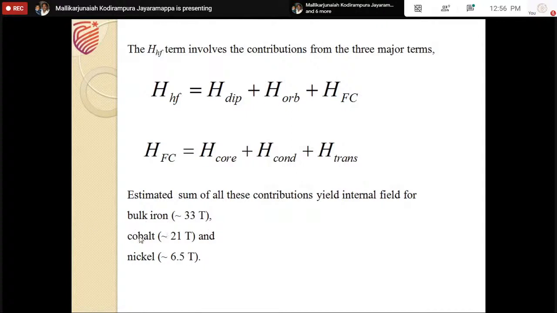Similarly, whenever we have cobalt nuclei in the given system, the terms we have given in the slide contribute 21 Tesla of magnetic field. And at the nickel site, we get about 6.5 Tesla. Therefore, the field generated at the site of these nuclei is not a small number. That is my bottom line, what I am trying to explain here.